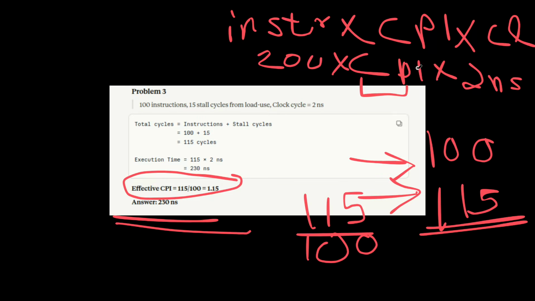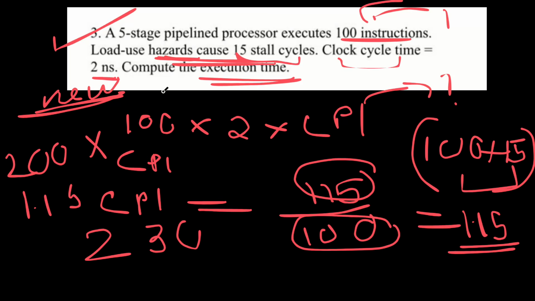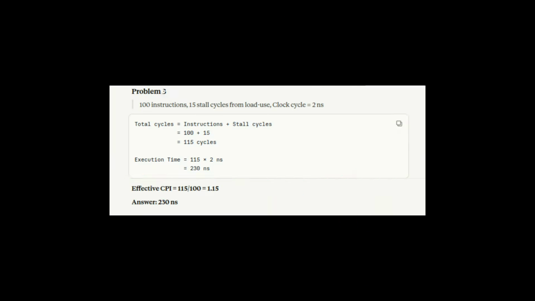And if you multiply, in the CPI space 1.15 would come. This is how you calculate the effective CPI. So 200 into 1.15 into 2 nanosecond would be our right answer. Understood how this question comes? If you have any doubt in question number 3, you can write the question number and the doubt.